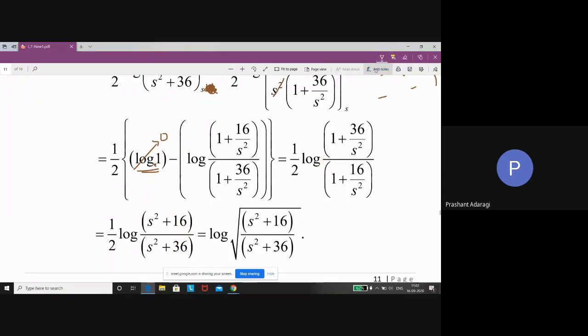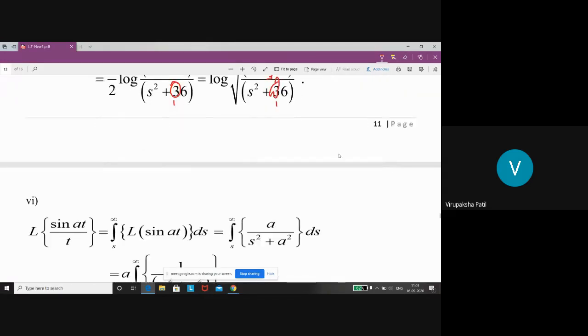Please, I will mark it once again. Please make sure. So yes, this should be 3 here. 36, this should be 1. Here also, this should be 3. This should be 1. Okay, clear? Okay. We'll take another example, which is a different kind of example.